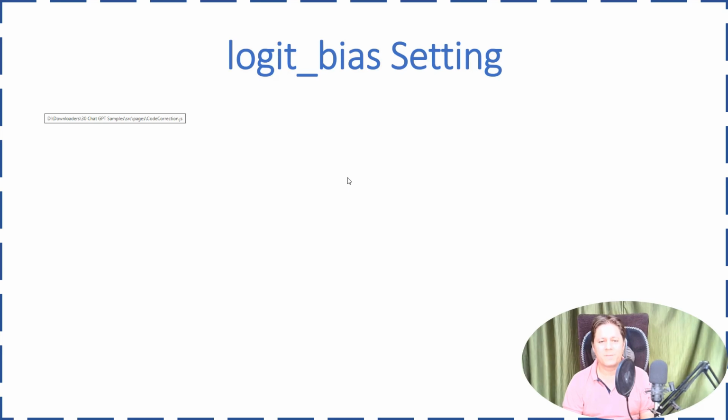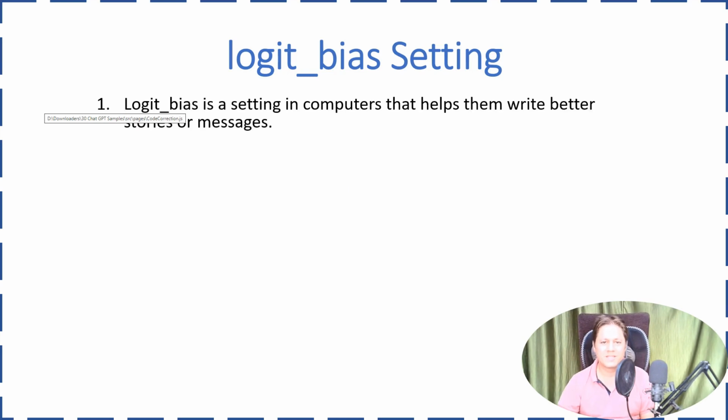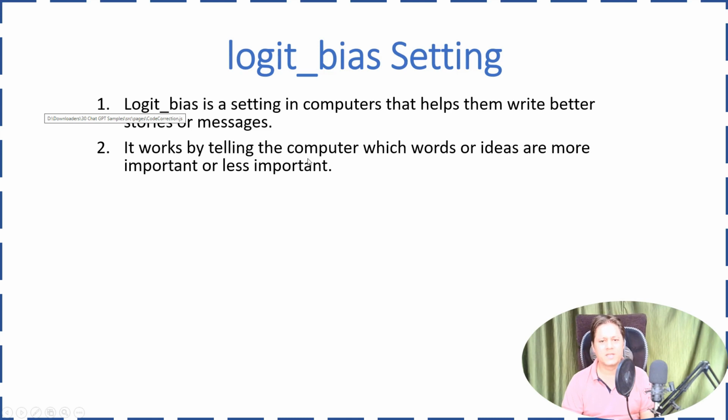Let's move on to the next topic. Actually, this is the Logit_bias setting. So the Logit bias setting is something in computers that helps them write better messages. It works by telling the computer which words or ideas are more important or less important.